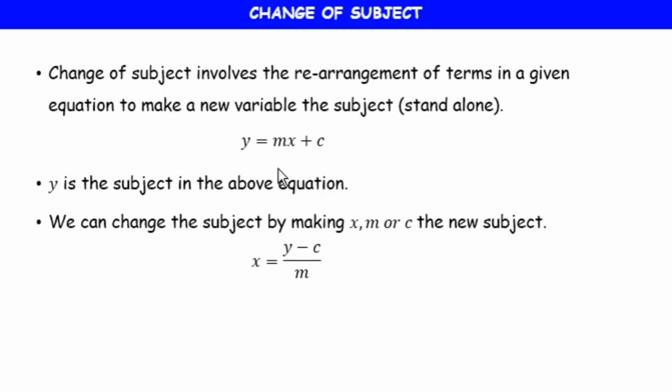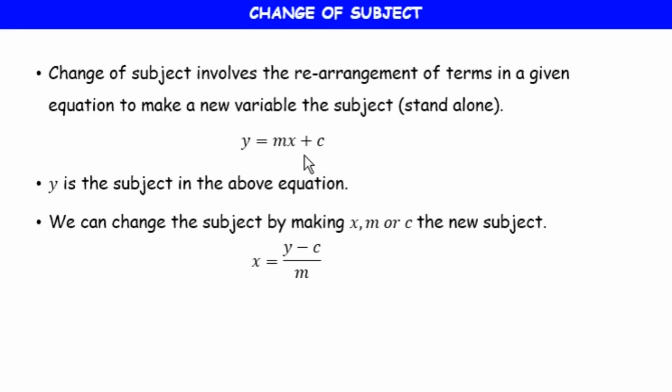So let's take this expression as an example. You have y is equal to mx plus c, right? So this is a typical linear equation. You have one expression on the left hand side, that is y, and then another expression on the right hand side, that is mx plus c. So this is a typical linear equation, right?